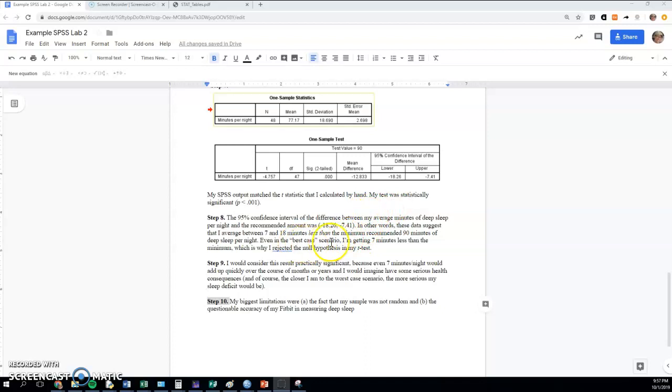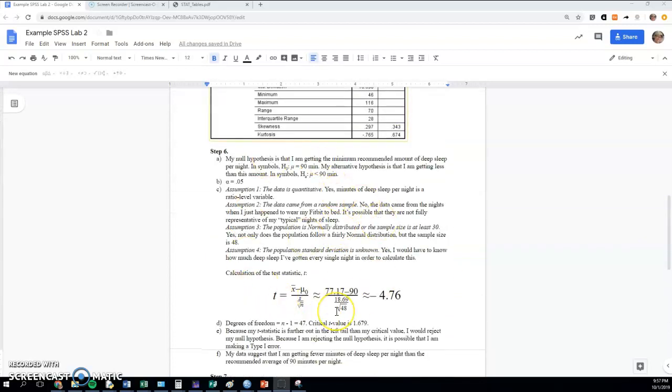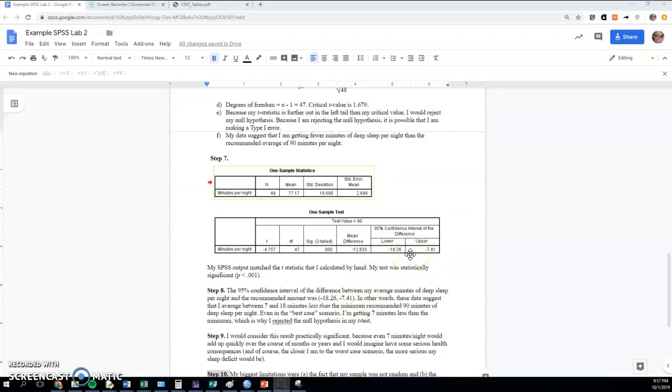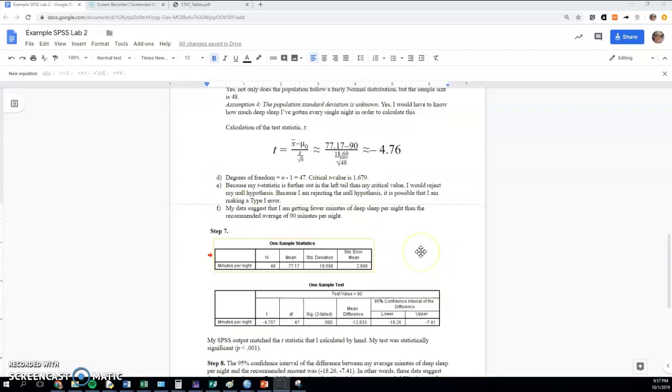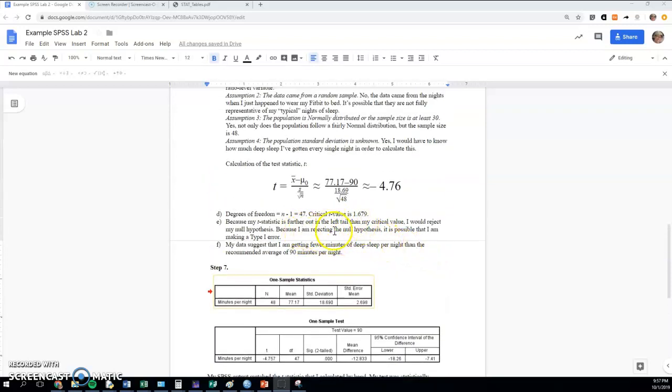So how does this connect with your null hypothesis test here? Well, basically, if zero is not in between these two numbers, then you're going to be rejecting your null hypothesis mean. In other words, I'm not exactly sure how much deep sleep I'm getting. I just had a sample of 48 nights. But I'm pretty sure it's somewhere between 7 minutes below and 18 minutes below the recommended amount, which means even best case scenario, I'm below the recommended amount, which is why I rejected the null right here.